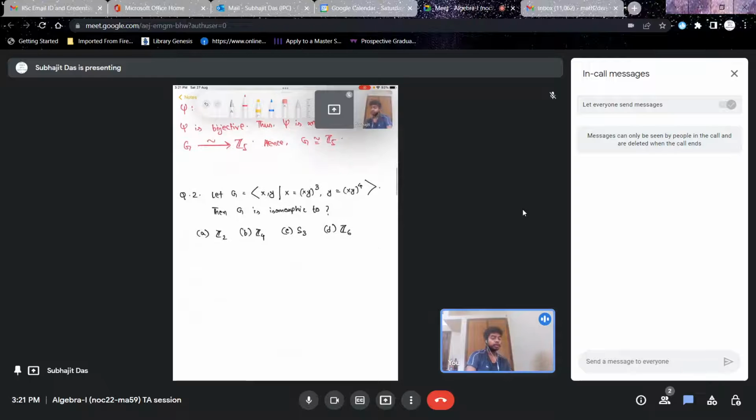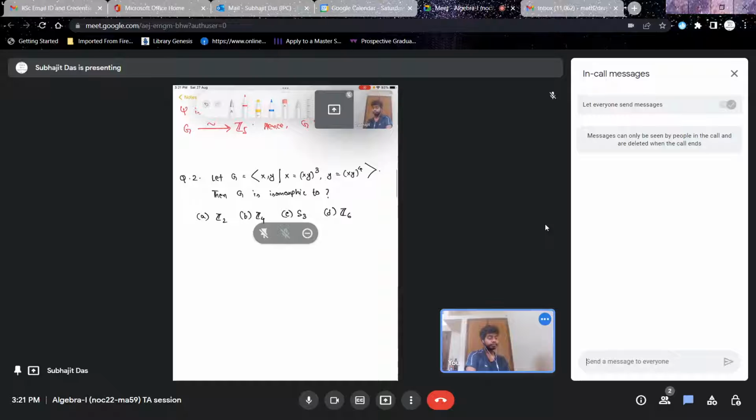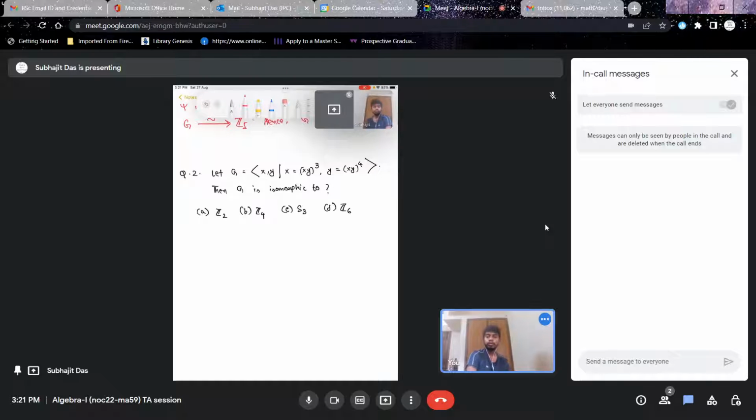Let's turn to our next problem, which is question 2, right? Again we are given some group G and we are given a particular presentation of our group G. Okay, so we need to find out what concrete group this is, right? So again we have to work with these given relations. Okay, so again we write down the given relations. So given relations, x is equal to xy cube and y is equal to xy power 4, right?